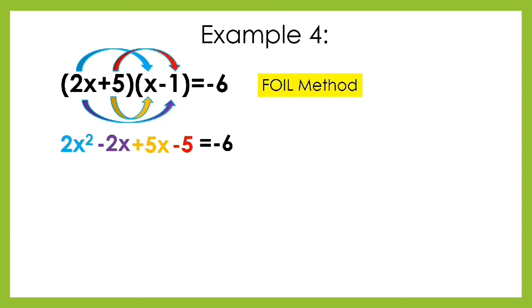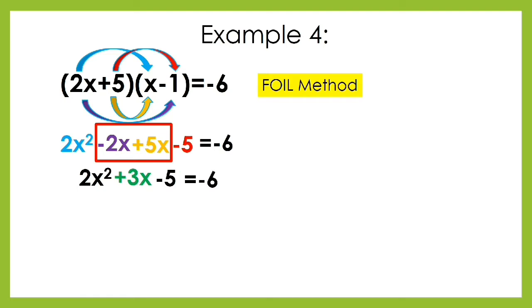We have negative 2x and 5x. So we will copy 2x squared. The sum of negative 2x and 5x is positive 3x. We will copy minus 5 and equals negative 6. We have negative 6 in the right side of the equation. We will equate this to 0.